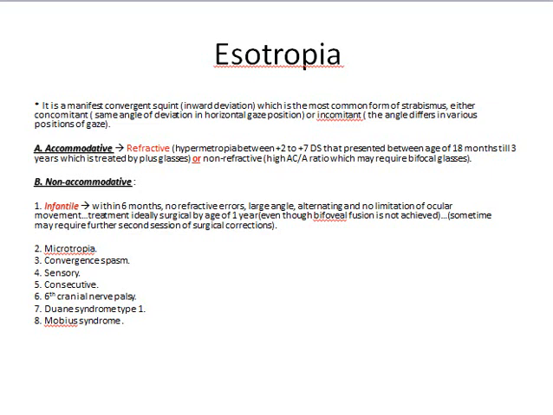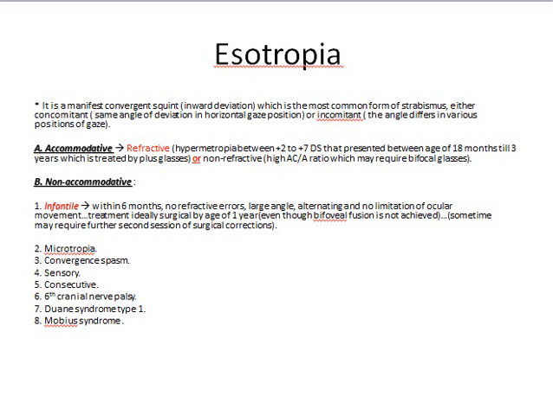Esotropia means a manifest convergent squint, which means inward deviation, and it is the most common form of strabismus. It is either concomitant, which means the same angle of deviation in horizontal gaze positions, or incomitant, where the angle differs in various positions of the gaze. Types of esotropia are either accommodative or non-accommodative.